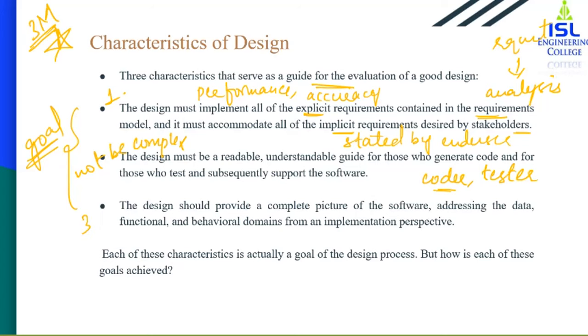Then the third characteristic is this design should provide you a complete picture of the software, addressing the data, that is what type of data is used, functions, behavioral domain. From implementation perspective, we have read this line within the previous slide, that is what is design and quality. So these 3 are actually the goals of design.